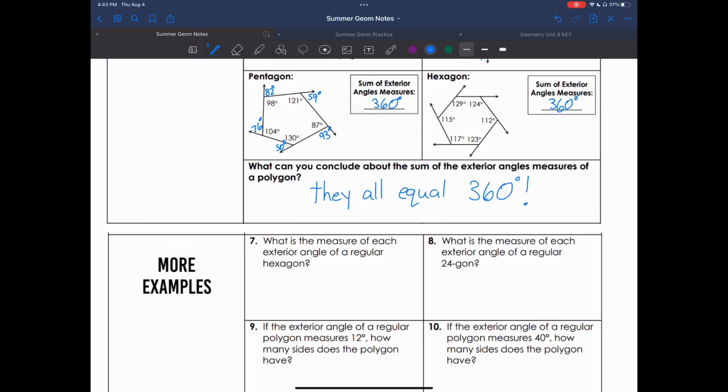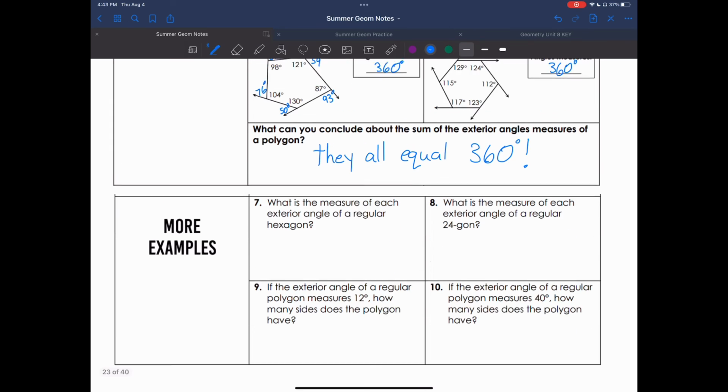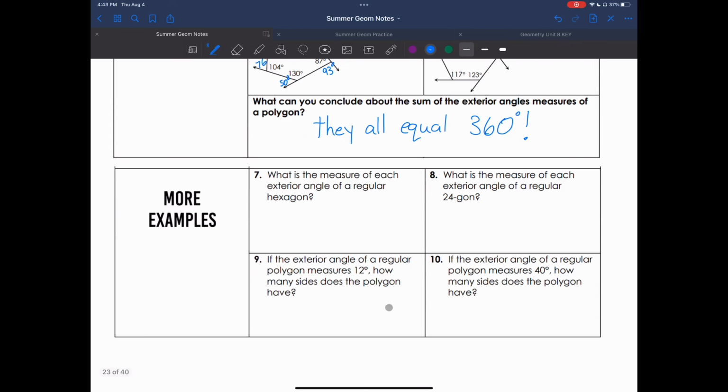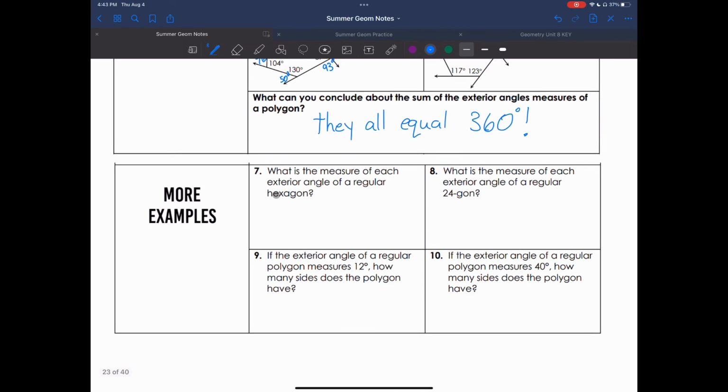Okay, so let's see if we can use that to answer a few questions down here. Now, these are a little bit different, but they're still pretty simple. So number 7 says, what is the measure of, uh-oh, my mic fell. Hopefully y'all can hear me. What is the measure of each exterior angle of a regular hexagon? Okay, so it's not asking the sum total. We know the sum total is 360. How would you find just one of them, you think? I guess I could draw a hexagon, but that's not necessary.